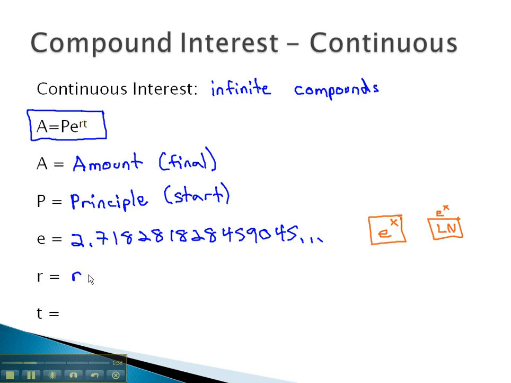r is still equal to the rate, which must be written as a decimal. t is the time of the investment, which must be written in years. Let's take a look at some examples where we calculate continuous interest.